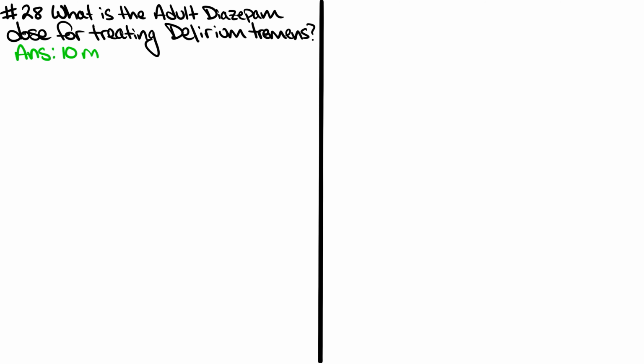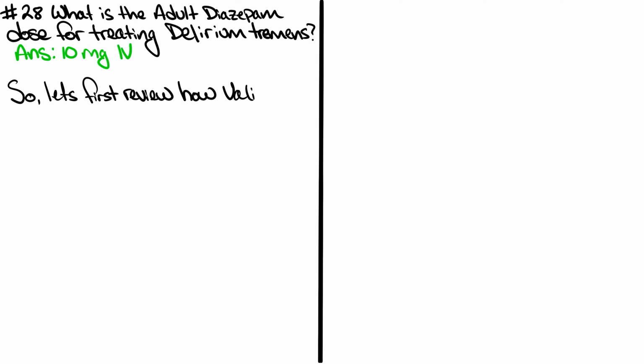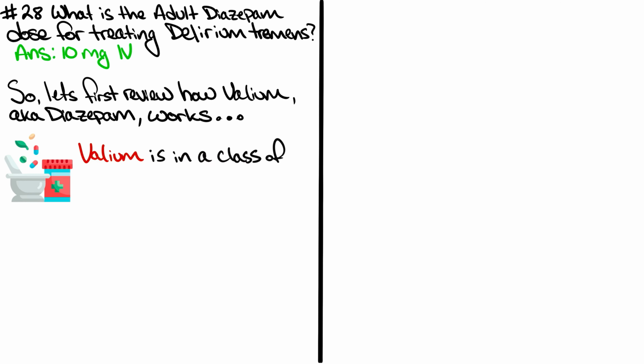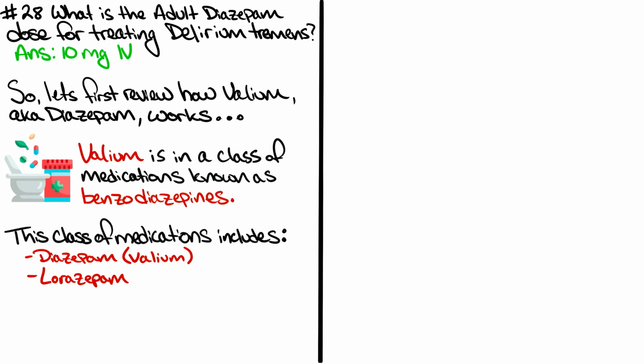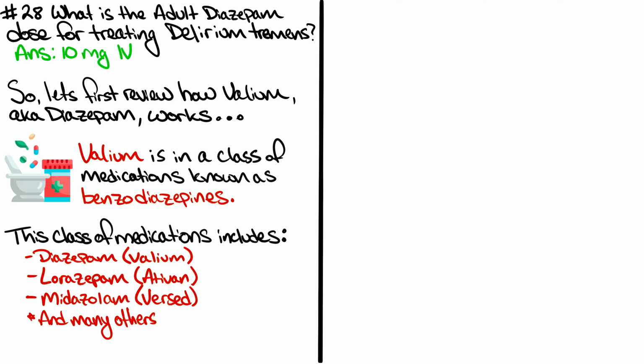Moving on to question 28. What is the adult diazepam dose for treating delirium tremens? And the answer here is 10 milligrams IV. So let's first review how Valium, aka diazepam, works. Valium is in a class of medications known as benzodiazepines. This is a class of medications that includes diazepam, Valium, lorazepam, Ativan, midazolam, Versed, and many others.